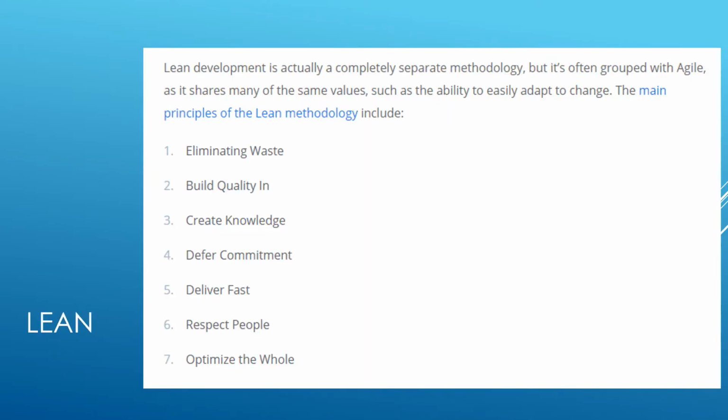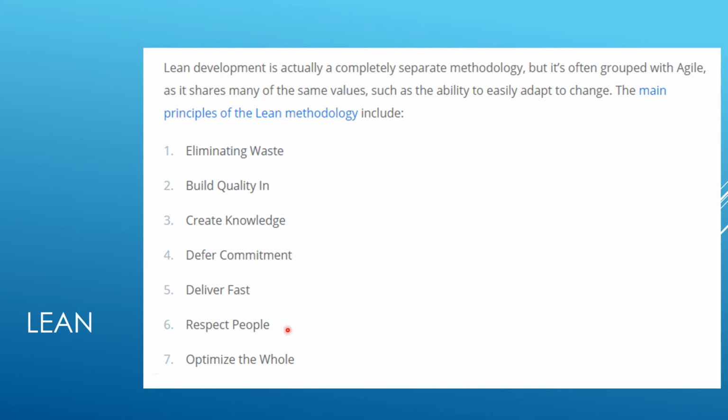And the third method is Lean. Lean is one of the widely used methods today. Lean comes from the Japanese Toyota manufacturing system, so it focuses on eliminating waste. The main principles of Lean methodology include eliminating waste, build quality in, create knowledge, defer commitment, deliver fast, respect people, and optimize the whole, right?